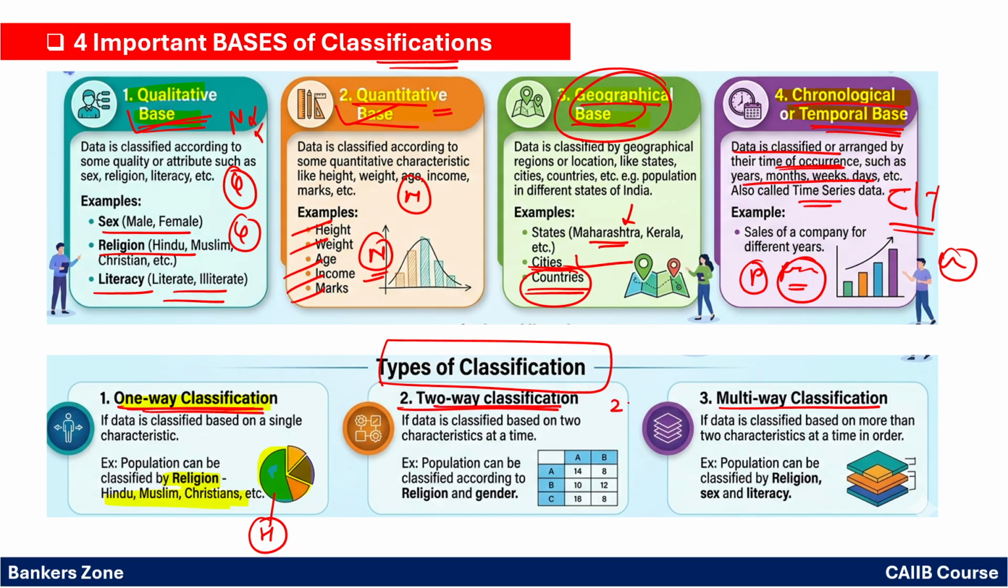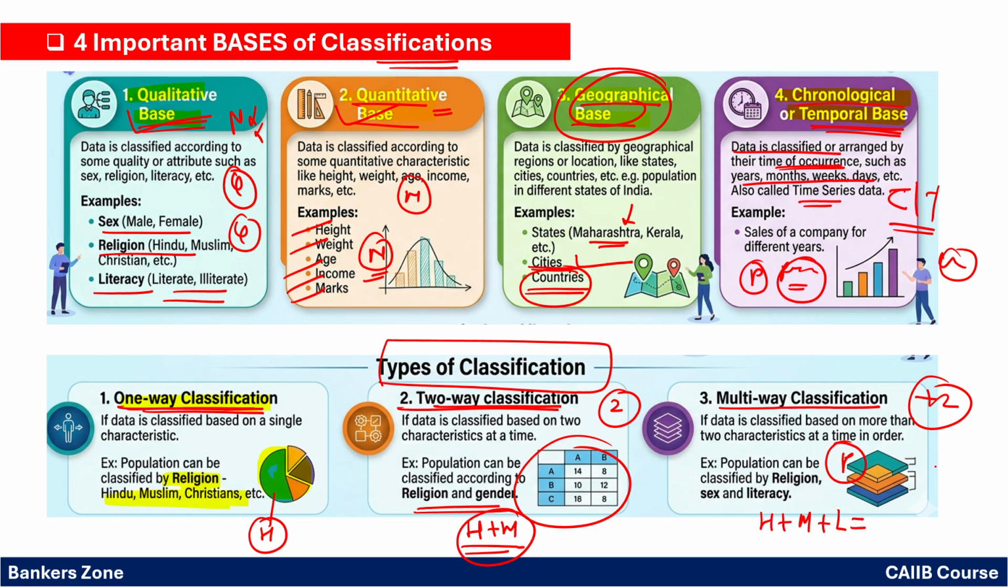Two-way means here you will apply two filters. For example, you have a lot of data, the population, and out of the total population of India, you find which are Hindu and which are male. So further, out of one-way, two-way is further filtered. In multi-way, you will apply more than two filters. For example, the population of India: which are Hindu, which are male, and which are literate. So only one filter means one-way classification, two filters means two-way, and more than two filters means multi-way classification.